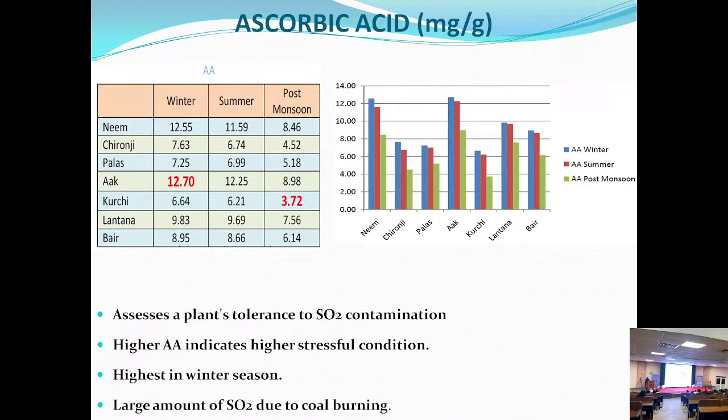Then ascorbic acid content. Ascorbic acid content assesses a plant's tolerance to sulfur dioxide concentration, and higher ascorbic acid indicates a more stressful condition for plants. We can see ascorbic acid concentration is highest in the winter season, which is due to the large amount of coal burning which releases carbon dioxide to the atmosphere. Here you can see the maximum ascorbic acid content was found in the winter season in RC, that is 12.70, and the minimum in the post-monsoon season in Kurki leaves, that is 3.70.